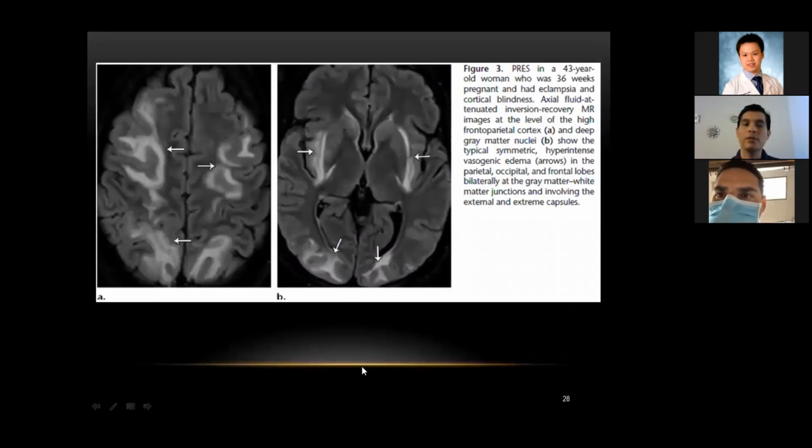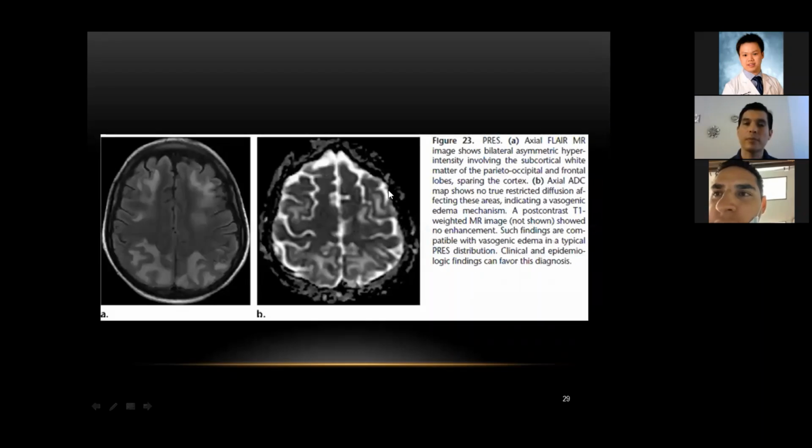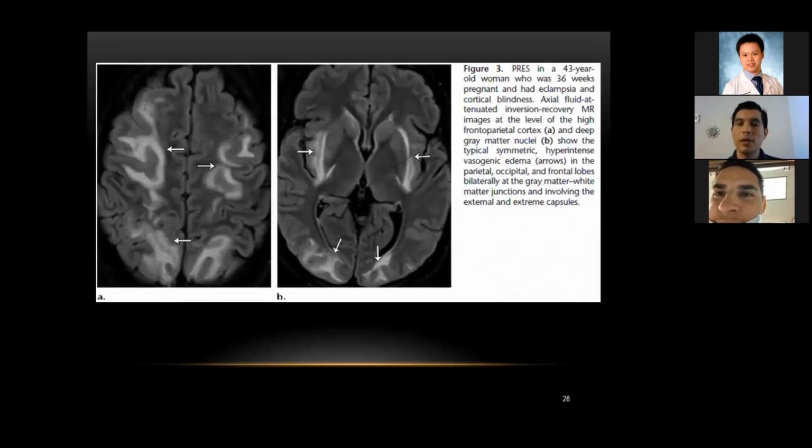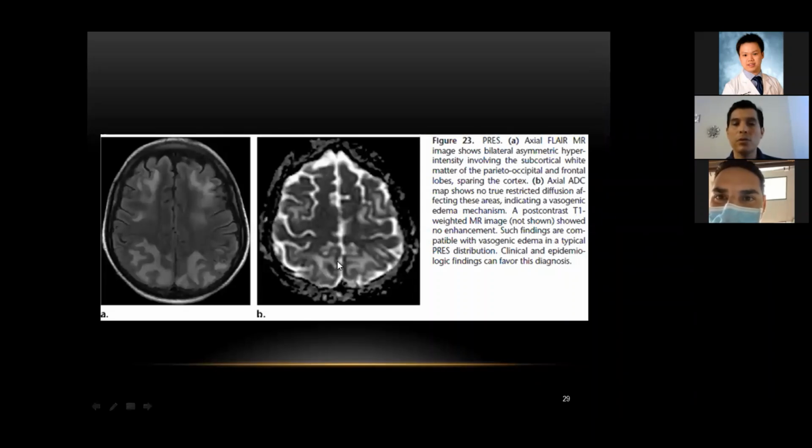It's not the most common case, because in this case it's more typical. The lesions are bilateral, very generalized in the parietal, occipital, and even frontal lobes. The extreme capsule and external capsule are compromised too. In this case it's subcortical, it's another feature. And in this case we don't have ADC, but you can see that it's predominantly vasogenic.